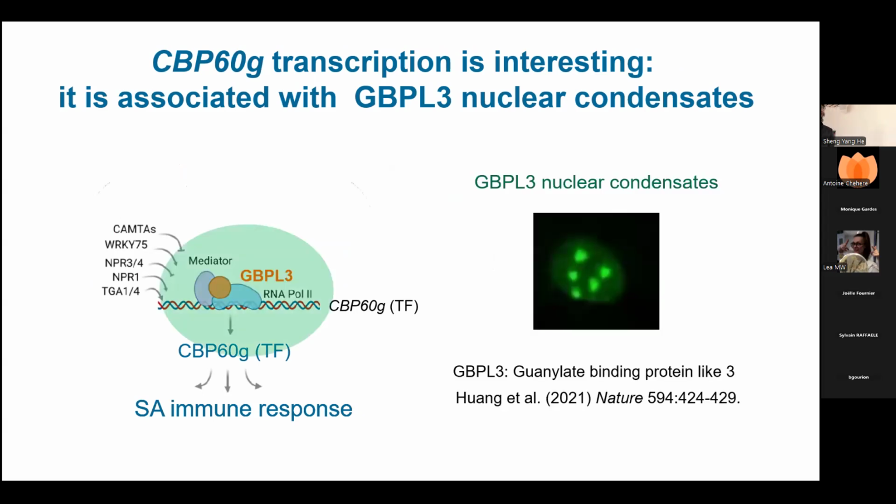So you can actually track the transcription of CBP60G using a GBPL3-GFP fusion, because that delineates the activity of the promoter. So now you can do real-time imaging. That's what we're doing, trying to follow what's happening with the transcription activity at this key master regulator of SA response.